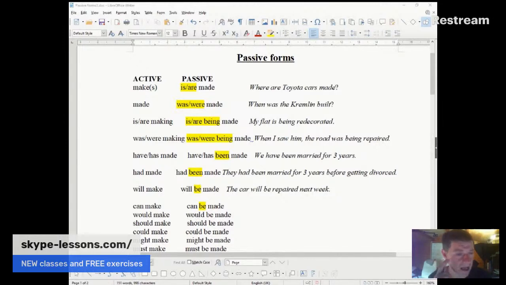Now, I hope that your language does something similar and uses the verb to be, because that will make this a lot easier. And I'm well aware that Russian certainly does something very similar to this to make their passive forms. It's not the only way, but it does something very similar to this. So I hope that your language is similar and also uses this verb to be to make passive forms.